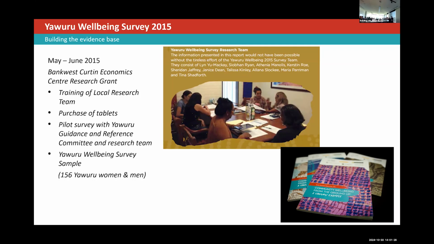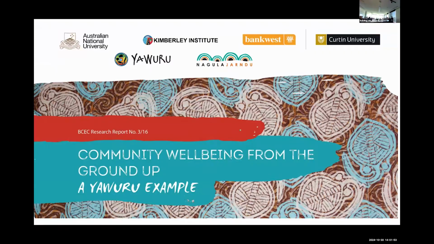We managed to get $50,000 from Bankwest so that we could train the women around survey design and data collection, and then we went out to community and collected the data. 156 Yawuru women and men shared their stories with us. And so 800 dumplings and 20 pots of curries and rice later, we were able to produce this report, which was launched in Broome. Bankwest kindly brought all their stakeholders to Broome because it had to be done on country to launch the report.